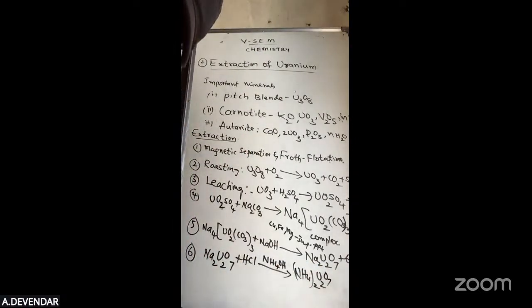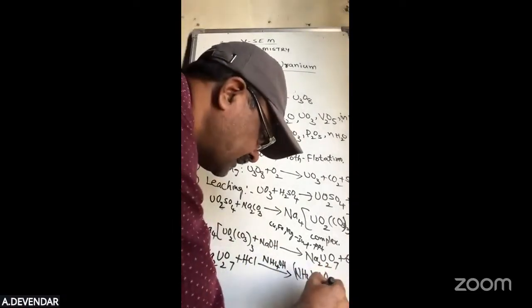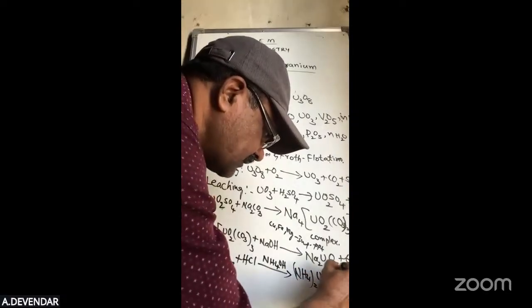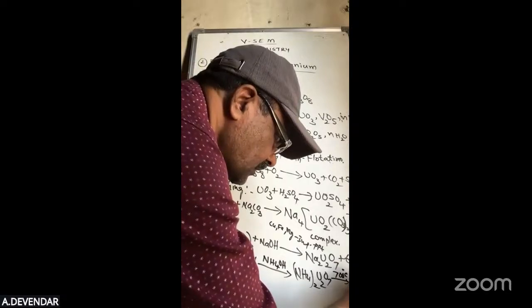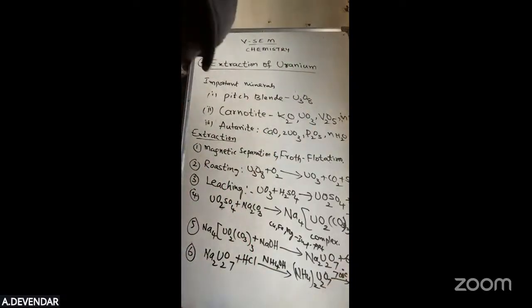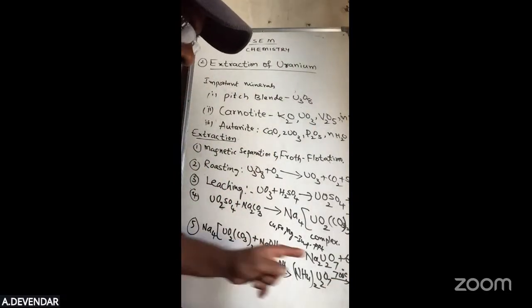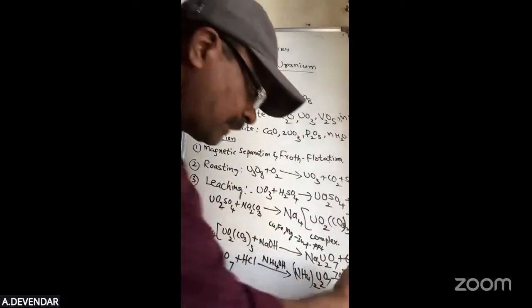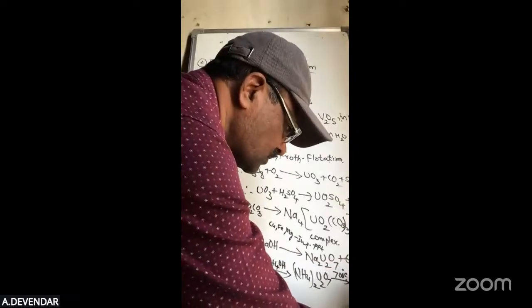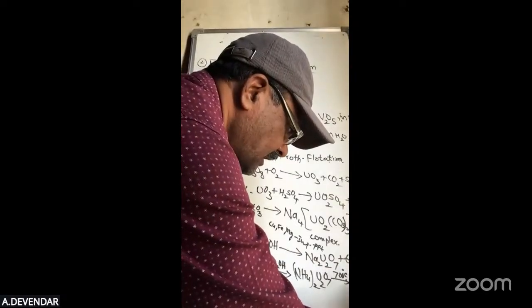This ammonium diuranate on strong heating gives the pure pitchblende. The pure pitchblende is obtained and ammonia gas is removed. So pitchblende is obtained. These are the steps involved.